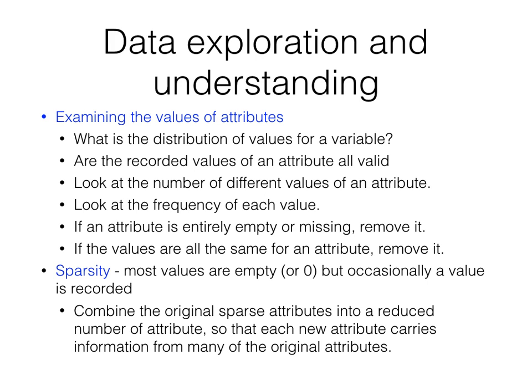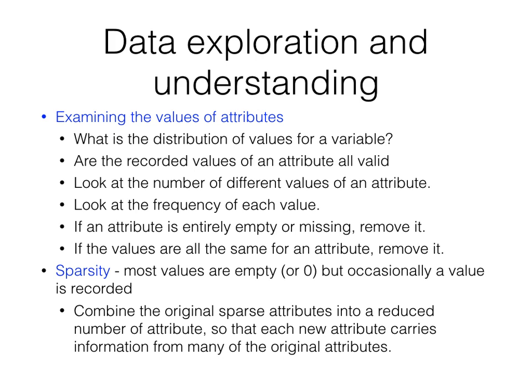We can see whether the recorded values in the attribute are all valid. For example, do we have negative values for an age of a person? Does that make sense? Can we have 0? Does that make sense? We might look at the number of different values in an attribute. We might look at the frequency of each value. We look for empty or missing values.